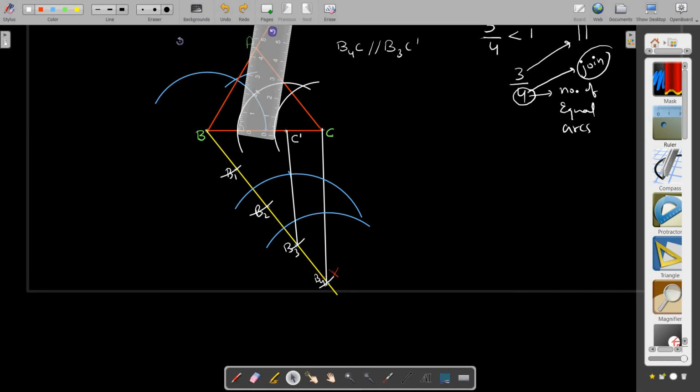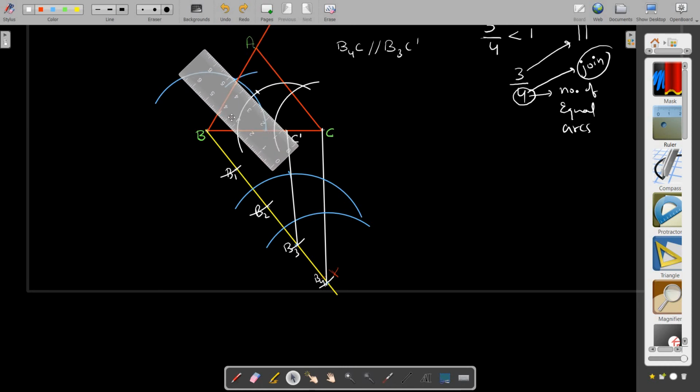So I'm just turning the scale. Place the scale between C prime and this point which we have just created an arc. C prime to this point, and join C prime and the point of intersection and go up to line segment or side BA. The point where this line meets BA is A prime.